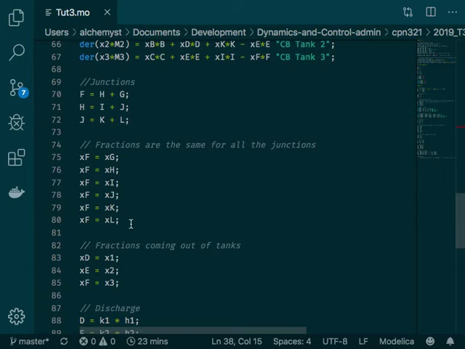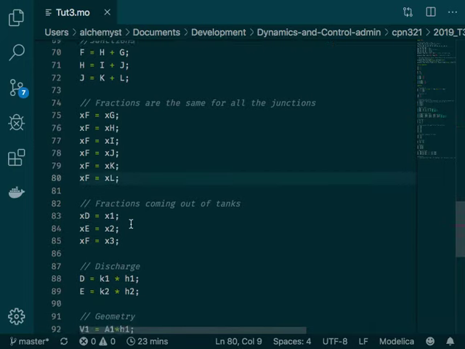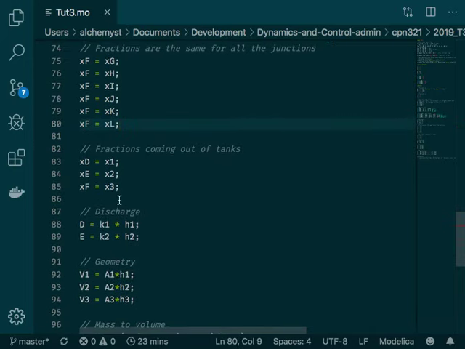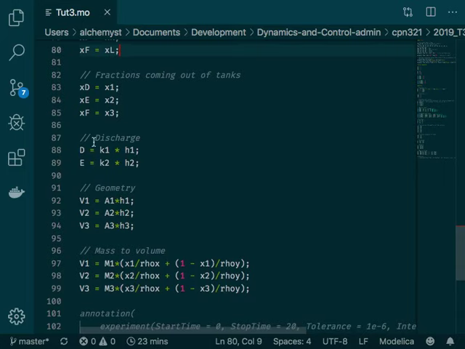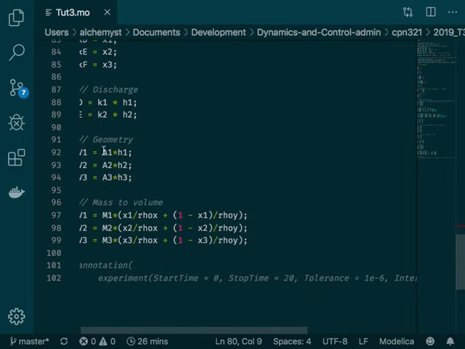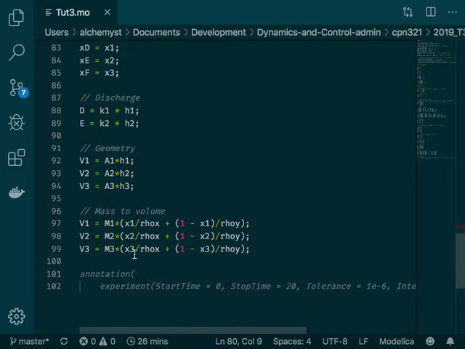These are the equality constraints for the fractions that come out. These are the fractions coming out of the tanks. This is the discharge equation, the geometry of the tank, and the mass to volume relationship. Also notice that I'm stating those equations just in the form that are most natural to me. So I'm not having to rework those in any kind of way. That is literally the entire version of the model.